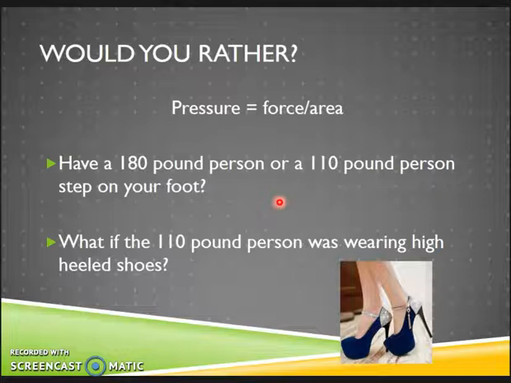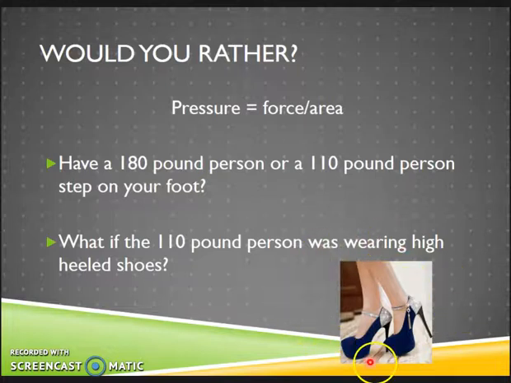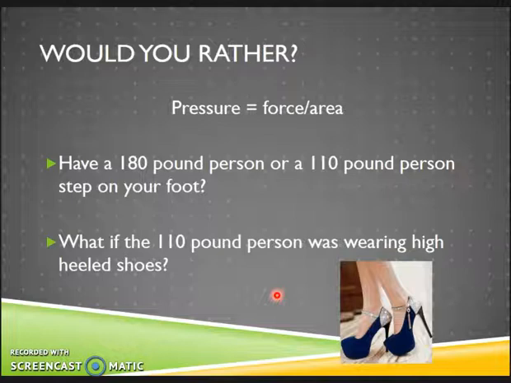Ouch! But the second question here: what if that 110-pound person were wearing high-heeled shoes, these little fancy shoes right here? Would you rather have that 110-pound person step on your foot? Think about that one a minute. So hopefully you had a second to think about which one you would want.